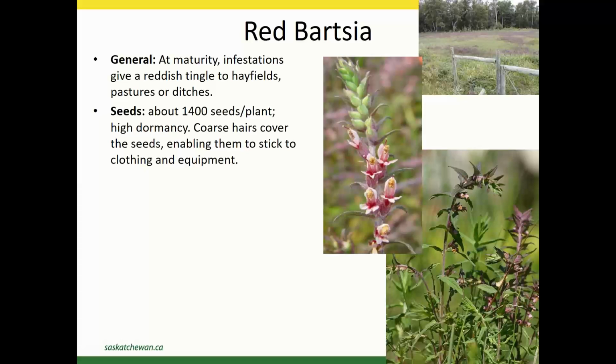Generally what you'll see is that if there's an infestation, the field will have a reddish tinge to it, whether it's in a hayfield or a ditch, and it tends to get around in hay bales. You get about 1,400 seeds per plant, and it's got a very high dormancy rate, so once seeds are introduced and you've got seed production going on, it's pretty tough to get rid of. There are coarse hairs all over the plant, and hairs on the seeds as well, that allow them to stick to clothing and equipment.